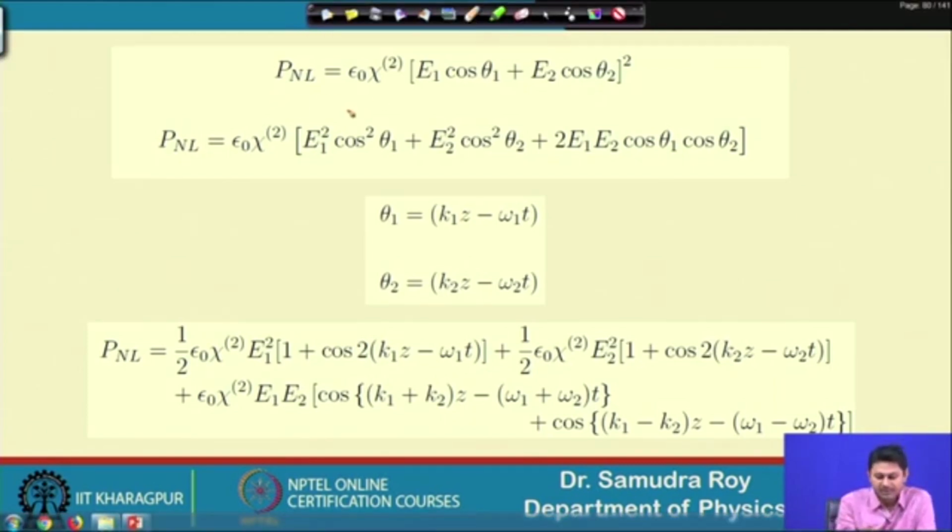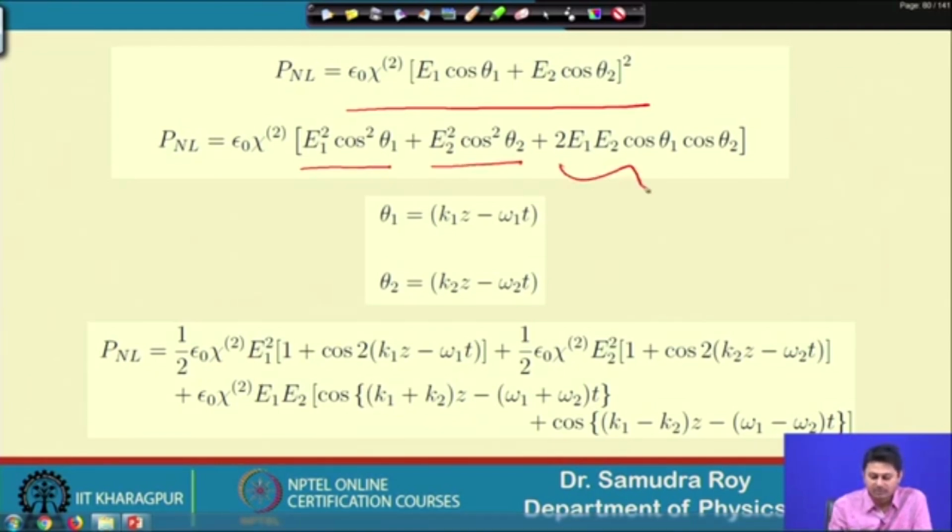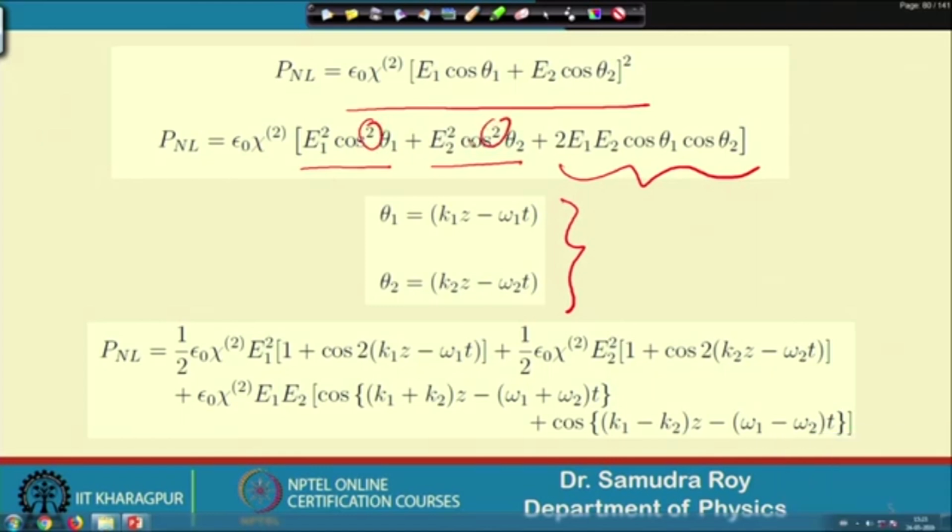So, P nonlinear here, as I mentioned, is this. Now if I make a square of these two terms, E 1 cos theta 1 plus E 2 cos theta 2, it will be E 1 square cos square theta 1, E 2 square cos square theta 2, and then the cross term, the famous cross term, 2 E 1 E 2 cos theta 1 cos theta 2. Theta 1 and theta 2 are represented by this, we have already mentioned that. Now, this square term in the previous way we just reduce to half of 1 plus cos 2 theta, which is basically cos square theta. So, we will do the same thing.